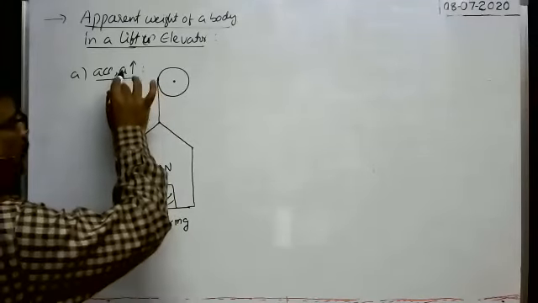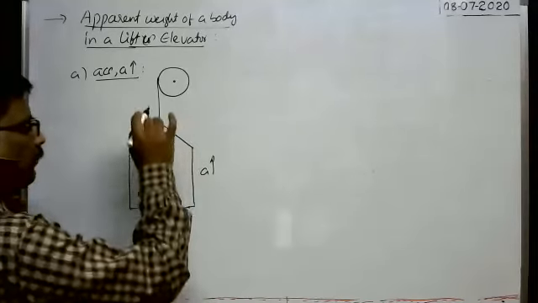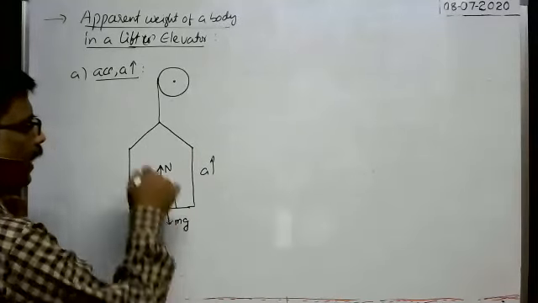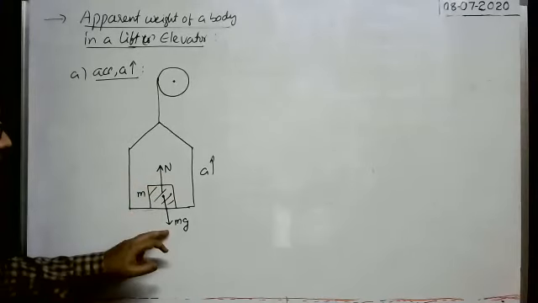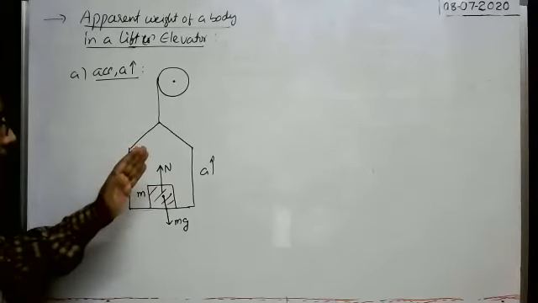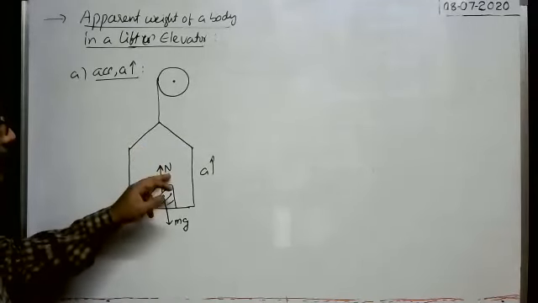Even then, as the lift moves upwards with an acceleration a, the block also moves along with the lift upwards. That's why, along the vertical direction, there are only two forces on the block, N and mg. As the block moves upwards along with the lift, N is greater than mg.